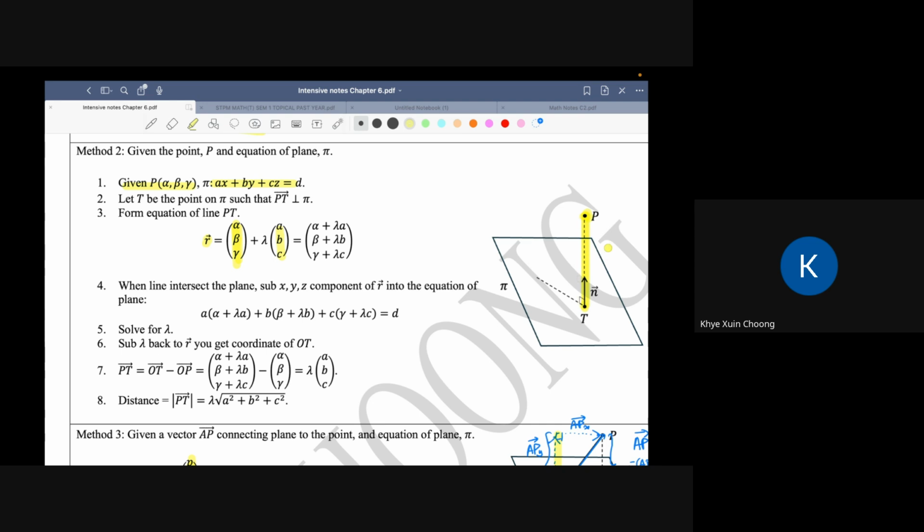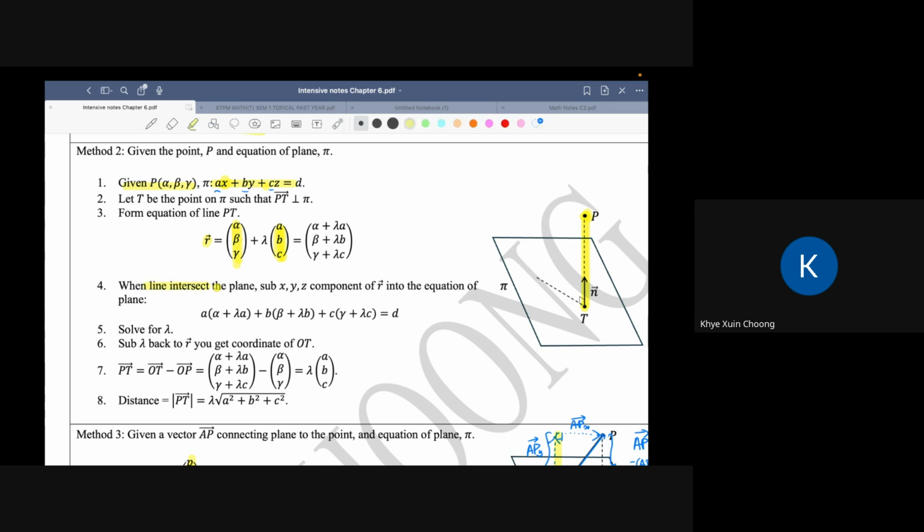Since we want this line to be normal to the plane, this line should have a direction vector that is parallel to the normal vector. So we directly use the normal vector as its direction vector. We can read out the normal vector from the equation of the plane, right? We use the normal vector as the direction vector of this line. So after you add it up, you should get alpha plus lambda A, beta plus lambda B. It should be in numbers, just that here we don't have the numbers, so I write it in symbol form.